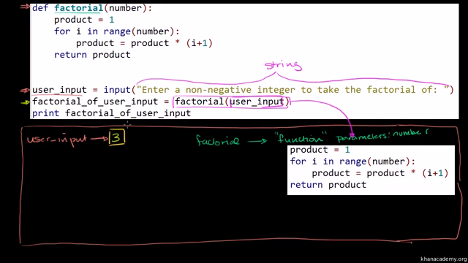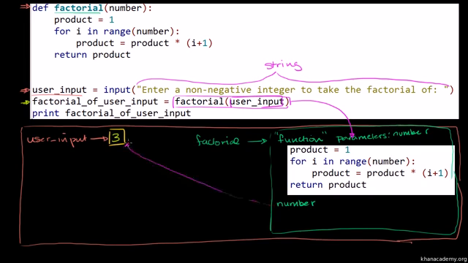And essentially, let's say that this is the context of running this function. So within this function world, right over here, the function's environment, the variable number now refers to that same 3.